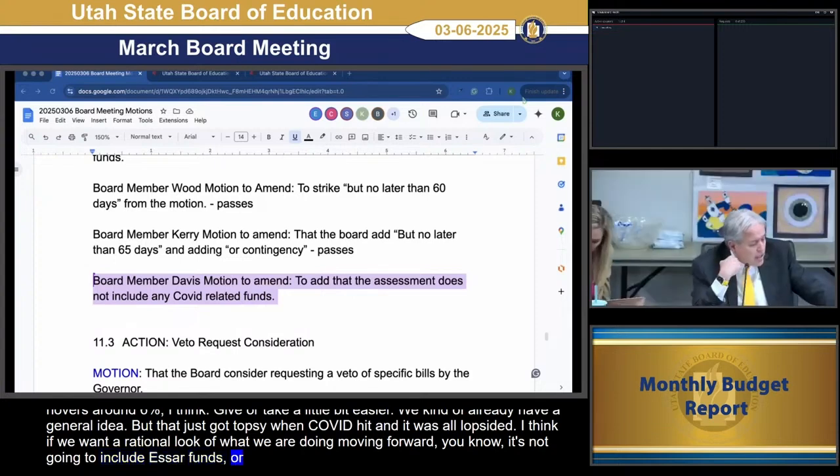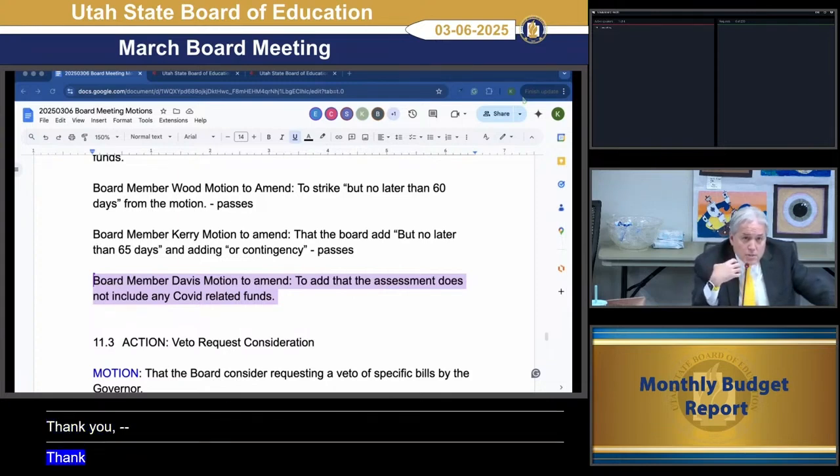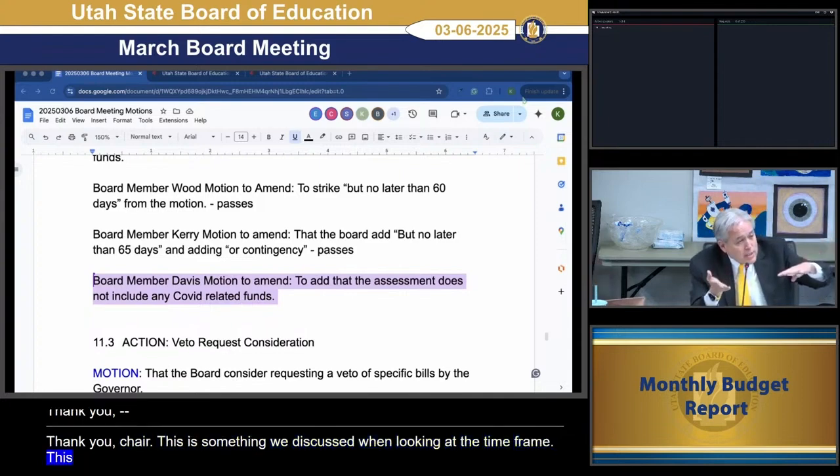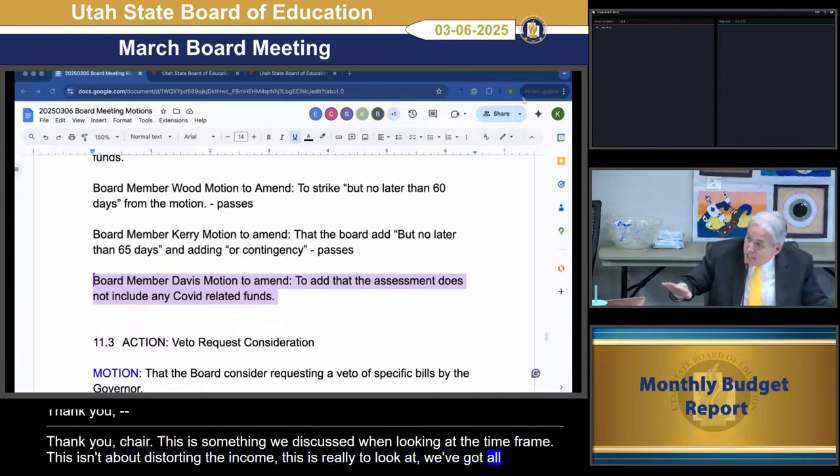Thank you, Chair. Yeah, this is something that we did discuss when we were looking at the time frame. And again, this isn't about distorting the income to USBE. This is really to look at, we got all this COVID money. What did it cost this body, meaning USBE? This does not extend beyond this body. It is not our LEAs.